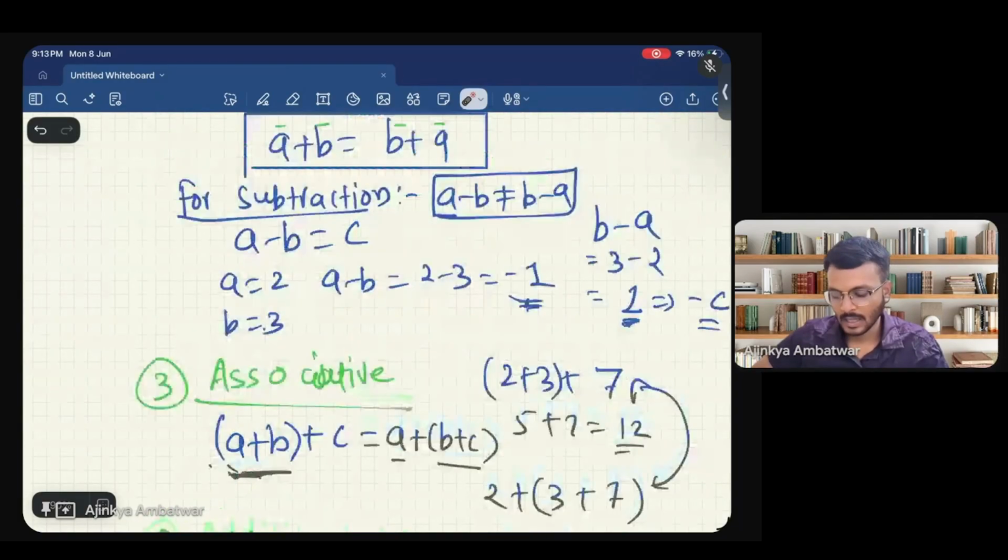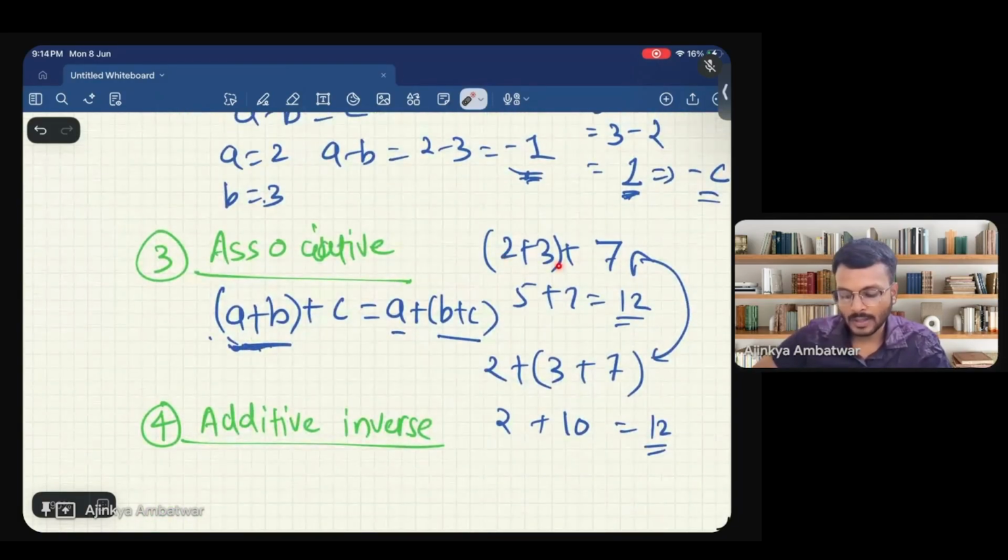Commutative property. Associative was if 2 plus 3 plus 7 is same as 2 plus 3 plus 7. This is associative. Three numbers ka addition. Any way you do the addition of three numbers, the answer is same. You do first two and then add third, or you do second and third first, then add the first number. It's the same answer. That's associative.